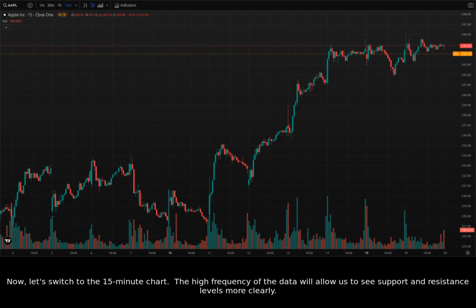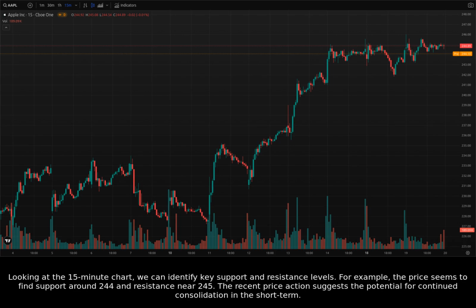Now, let's switch to the 15-minute chart. The high frequency of the data will allow us to see support and resistance levels more clearly. Looking at the 15-minute chart, we can identify key support and resistance levels. For example, the price seems to find support around 244 and resistance near 245. The recent price action suggests the potential for continued consolidation in the short term.